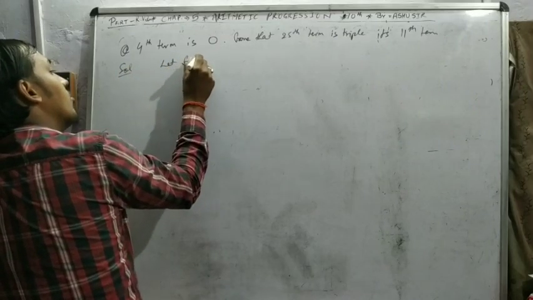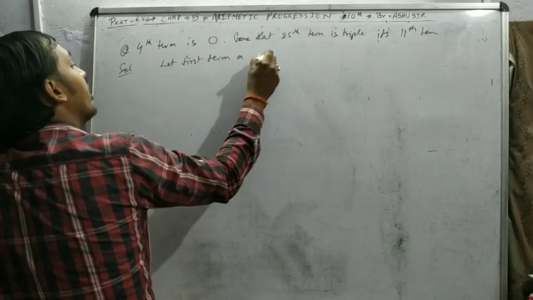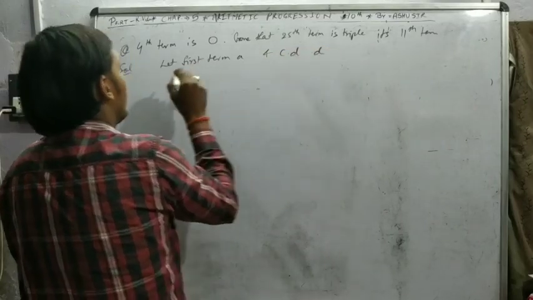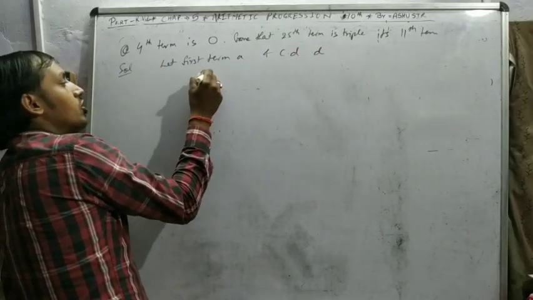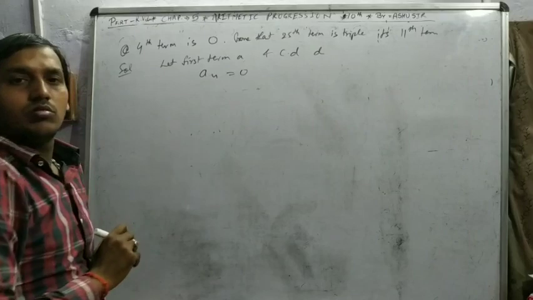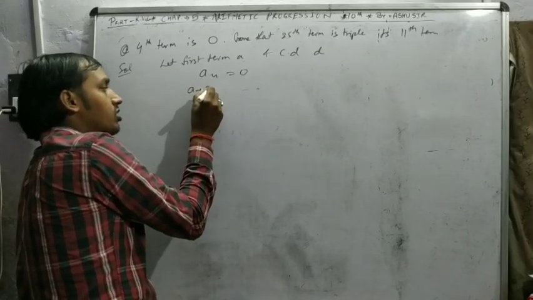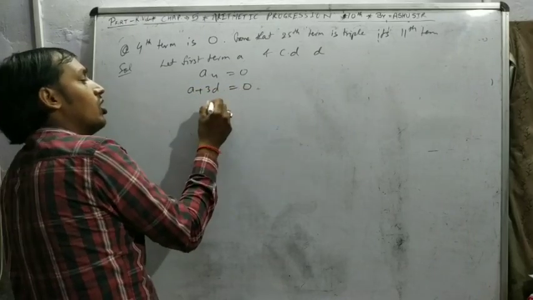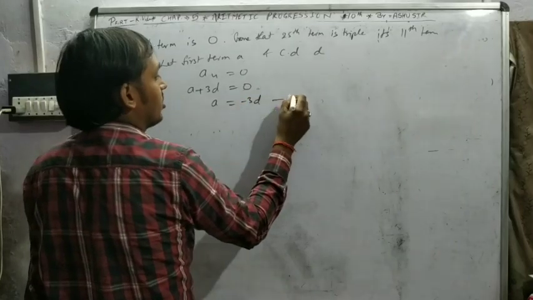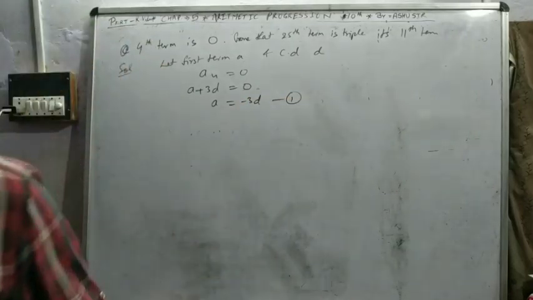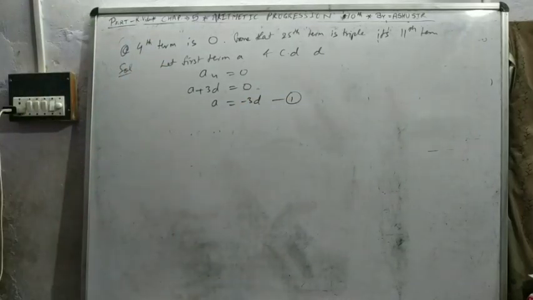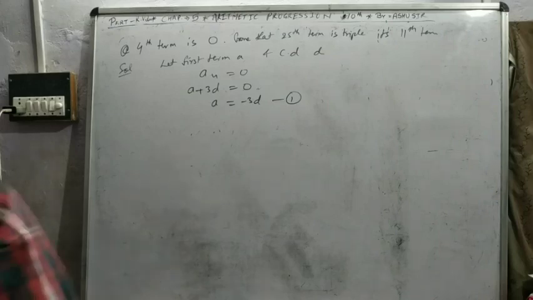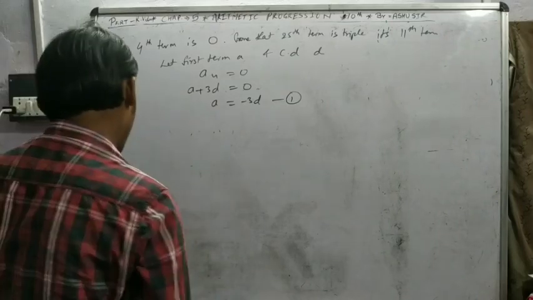Let the first term be A and the common difference D. According to the question, the fourth term is 0. So A plus 3D is 0, A is equal to minus 3D. You can find the value of A or D according to your conditions. According to your relation, we find the value of A.